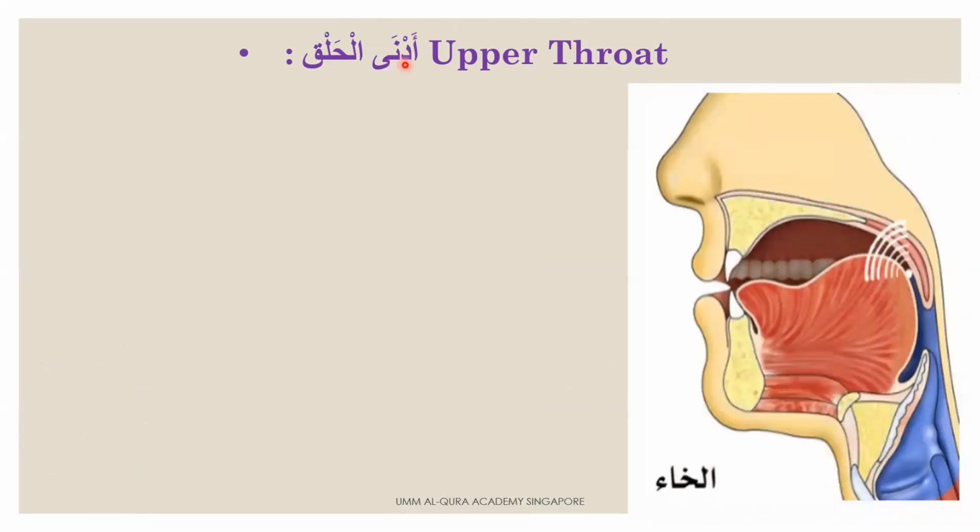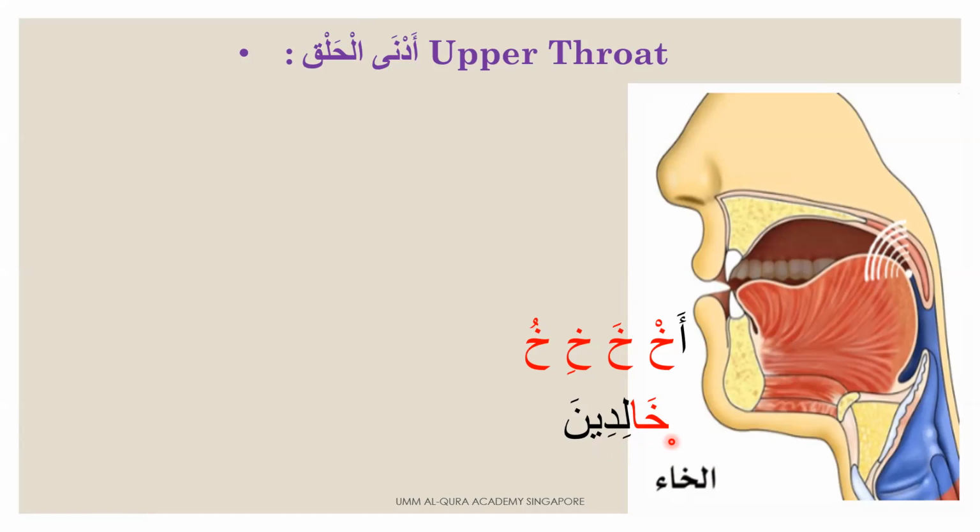In the throat, we have the third makhraj point, which is the upper throat, al-halq. The first letter is al-kha. We have this kha from the upper throat, where you need to hear this sharp grinding sound. Kha, khi, khu. Khalidina. For this kha, you must have this sound in the back of your throat.